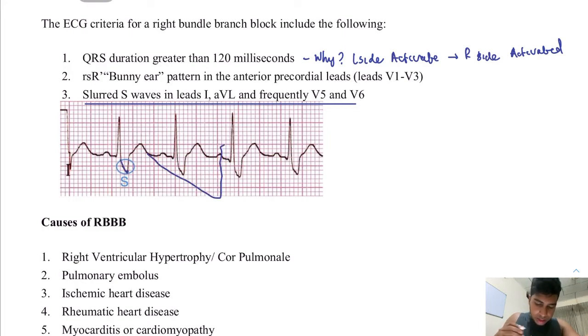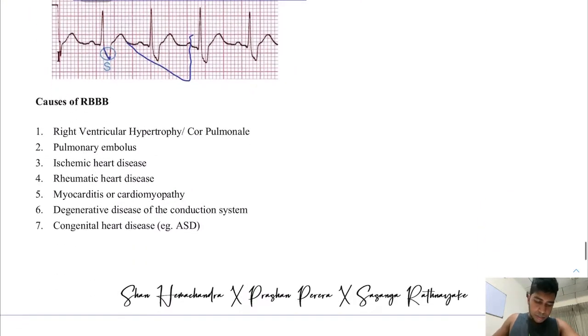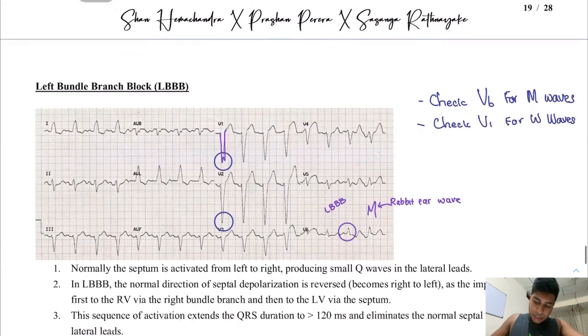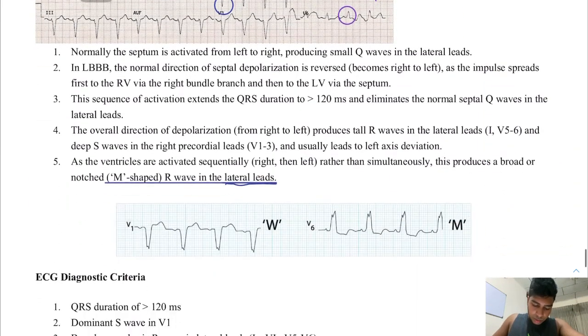Okay, it goes down like this and comes up. Here are some reasons for right bundle branch block. This is basically right heart failure, pulmonary embolus, it's basically right heart diseases. Next, we have the opposite.